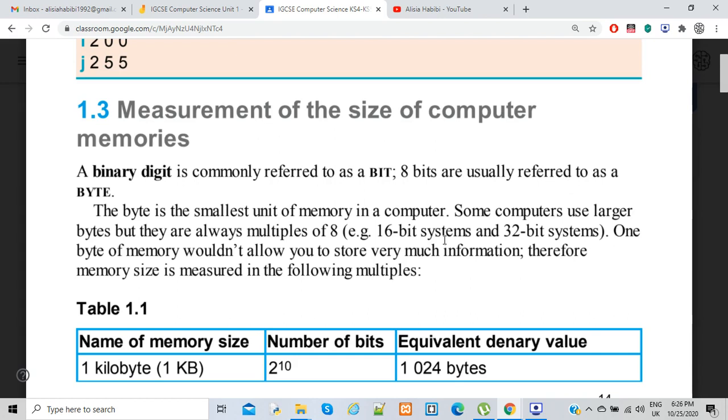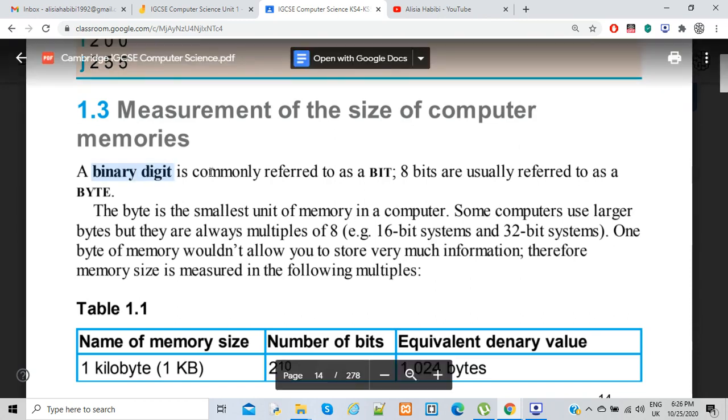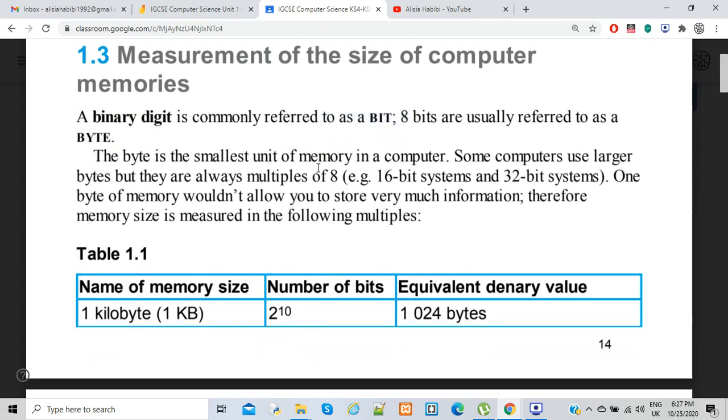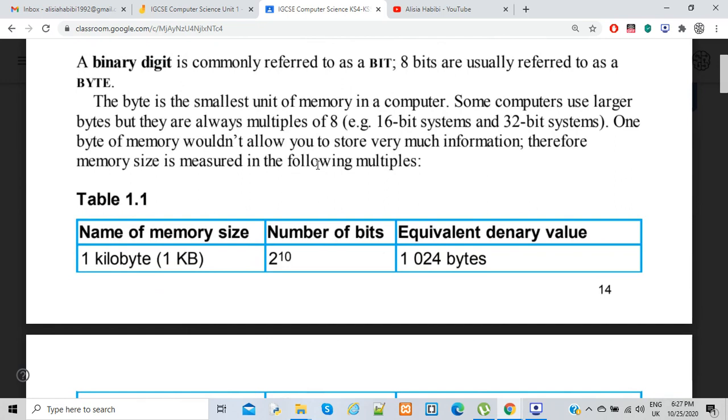We started talking about the binary system, and we said the binary system is represented by bits made up of ones or zeros. We also talked about 8 bits making up 1 byte, and the byte is usually the smallest unit in computer memory. Now we're going to be looking at the different types of memory sizes, from smallest to highest, of a computer system.